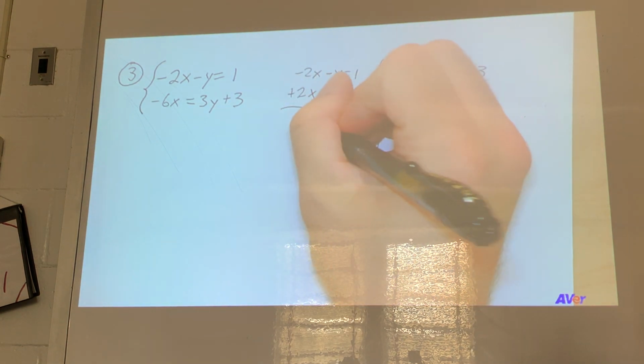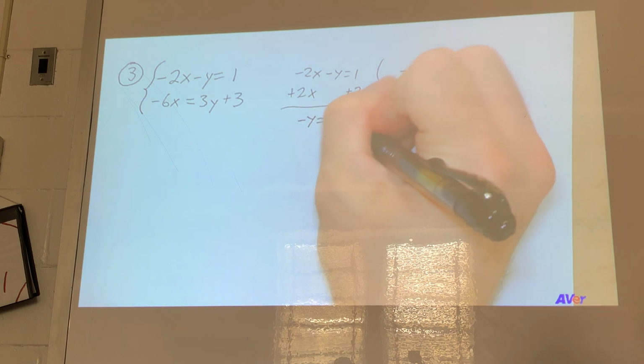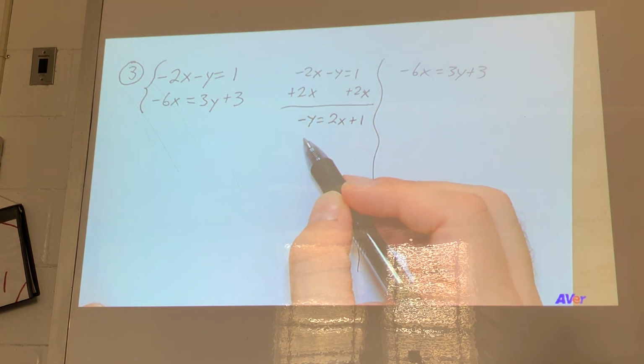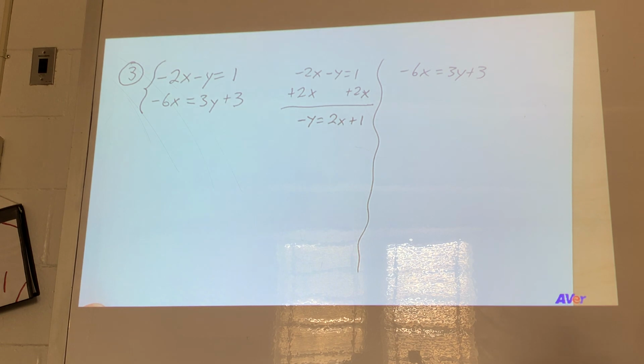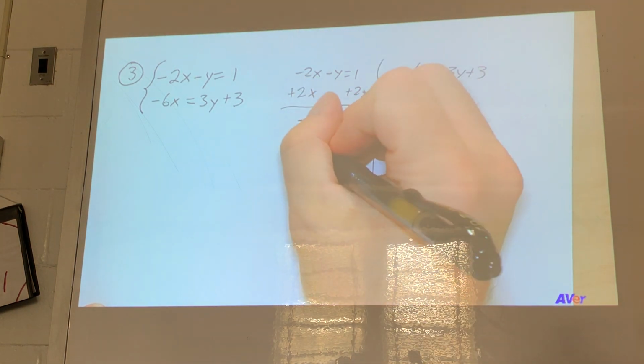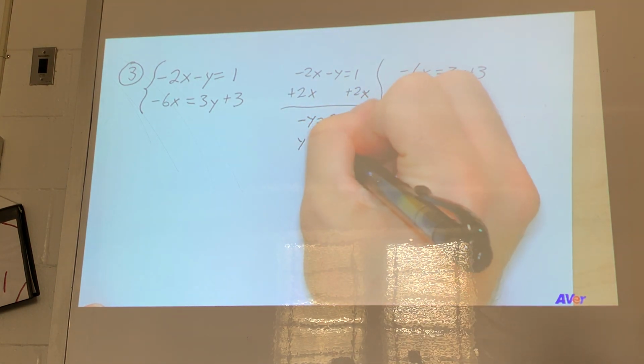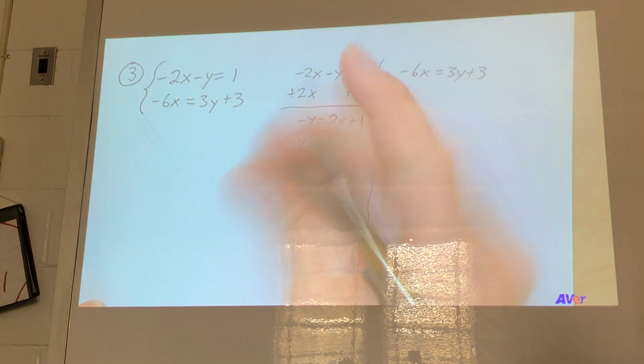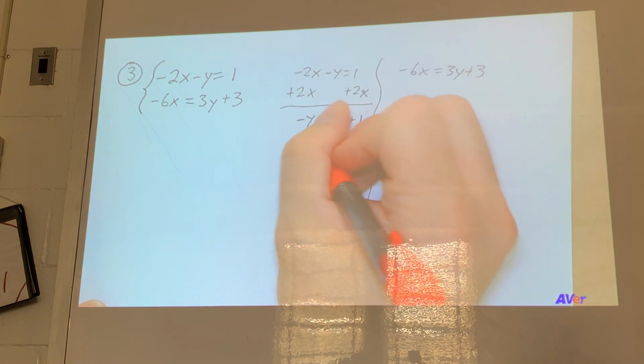All right, so this is negative y equals 2x plus 1. And now I got to get rid of that negative. Now, here's a trick. We like to speed things up, right? So to get rid of a negative on a variable like this, just change the sign of every term. So this turns into y equals negative 2x minus 1. That's essentially multiplying by negative 1. All right, so here we go. First equation, done.